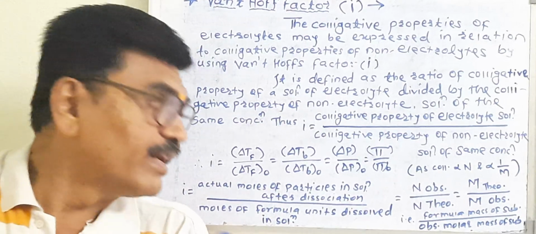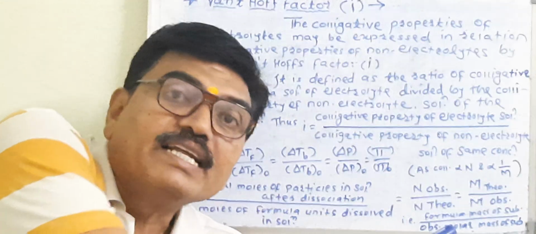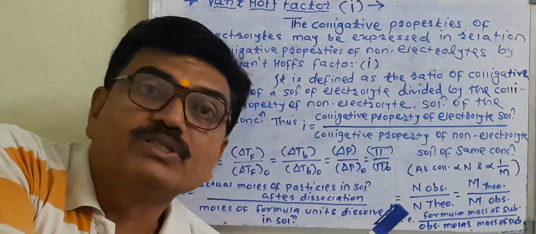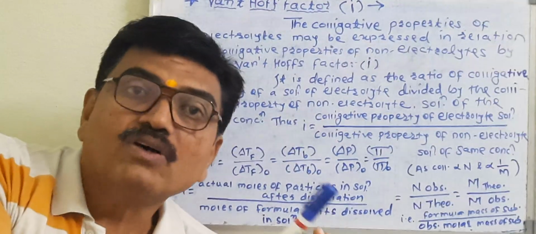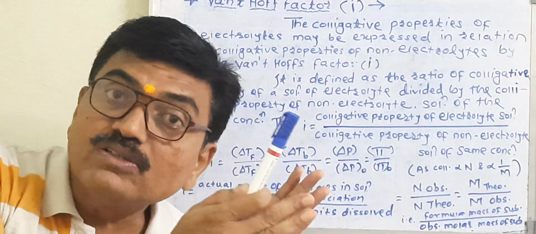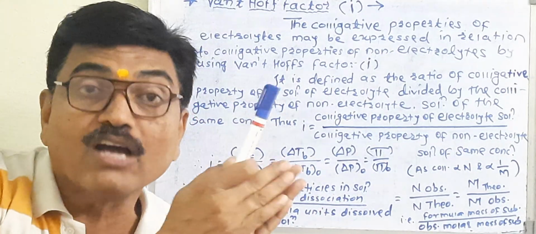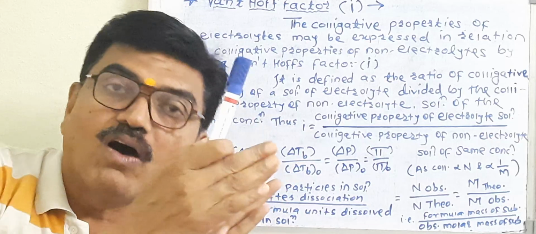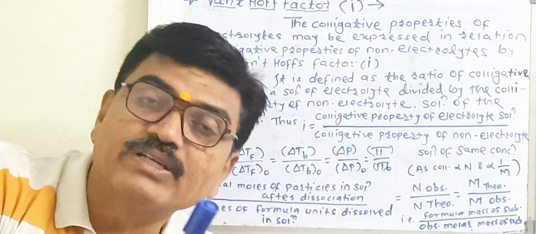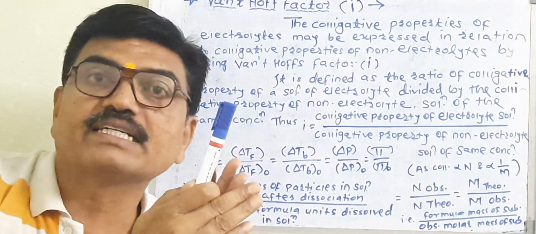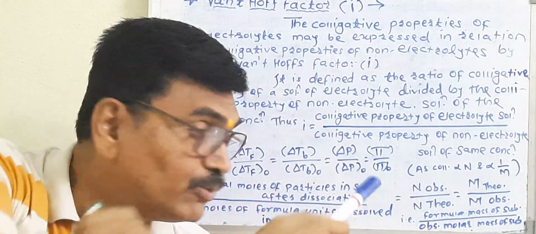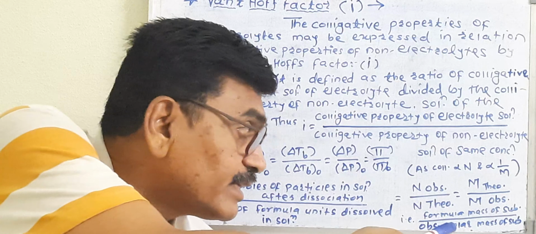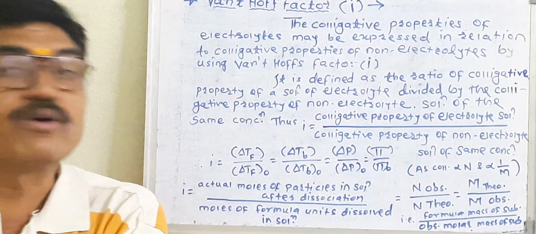The reason is what happens here: the ions which are produced in the solution, either the cations or anions, form pairs. Cations form one or more pairs, or anions form one or more pairs because of the electrostatic attraction forces, and that's why the actual number of particles there is reduced, and that's why Vant Hoff's factor is not applicable or valid for that.